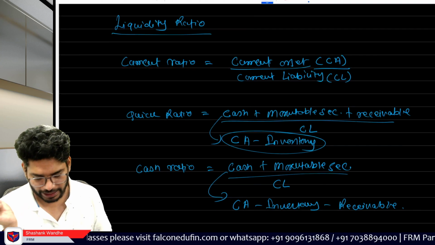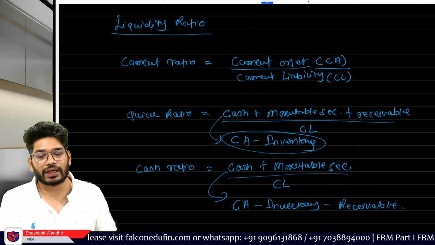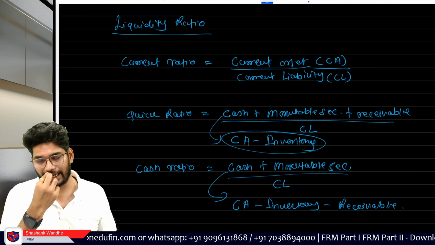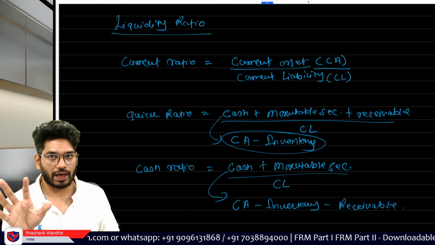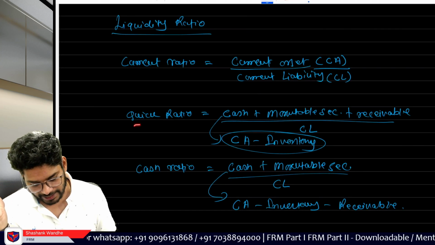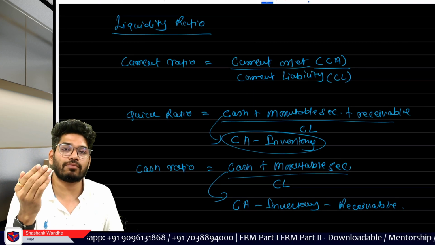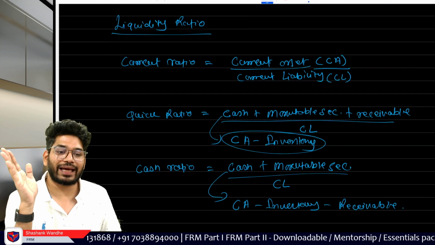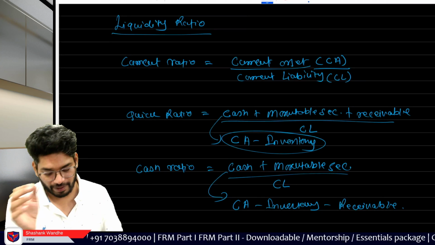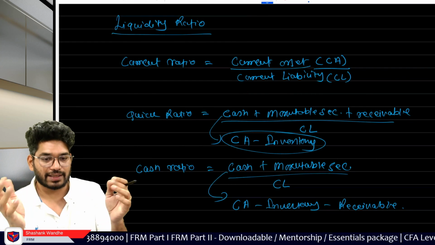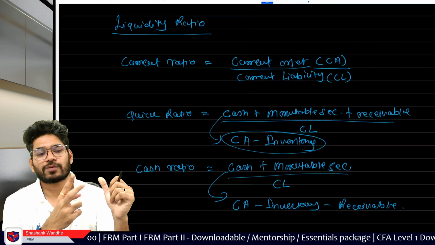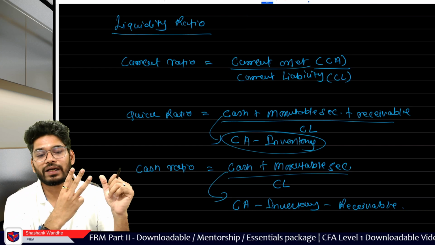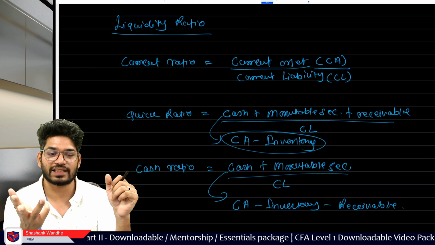So first is the current ratio. The formula is the current asset divided by the current liabilities, CA divided by CL. Current asset includes all current assets. Now, next is the quick ratio. Quick ratio is slightly more conservative than the current ratio. So in quick ratio, we use cash, marketable securities plus receivables. So in current assets, we have four main components, right? Cash, marketable securities, receivables, and inventories. So here in quick ratio, we will take only three components: cash, marketable securities, and receivables.